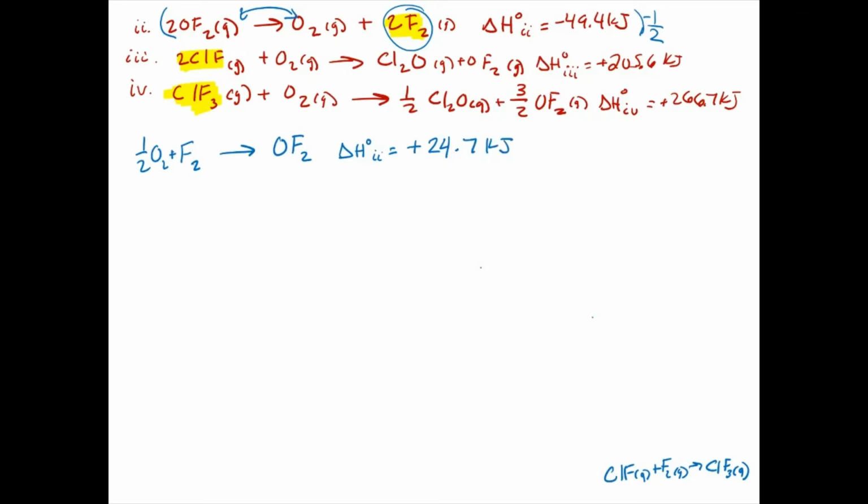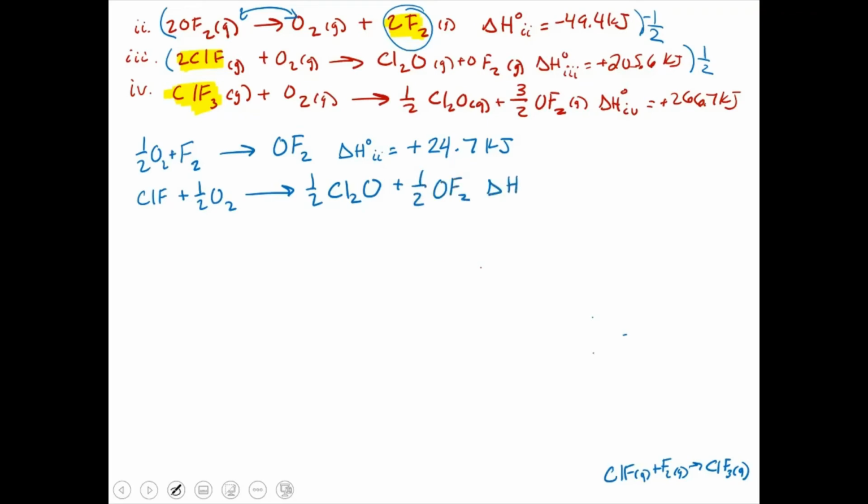Now equation 3 has the chlorine monofluoride that I need, but it has 2 of them. So this guy, I need to divide by 2. I multiply times 1/2, so that way I get it correct. That's the only change I am making. So now this can be written as ClF plus 1/2 O2 becomes 1/2 Cl2O plus 1/2 OF2. And our delta H is also getting halved. So now that's positive 102.8 kilojoules.